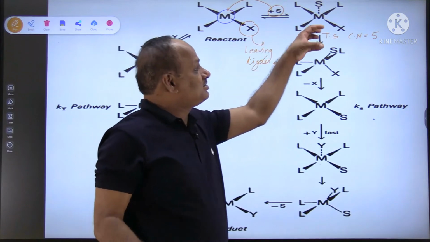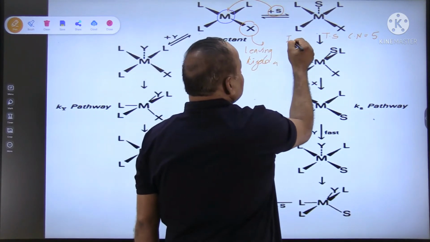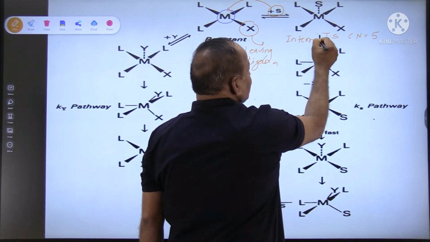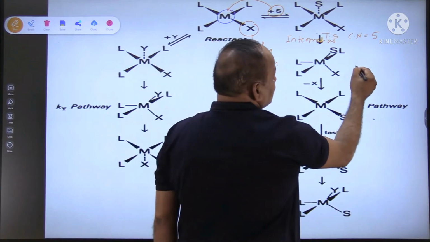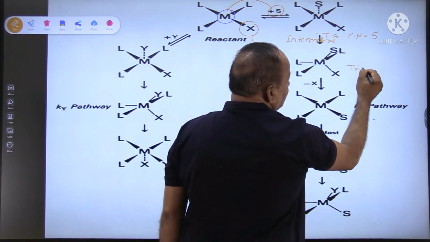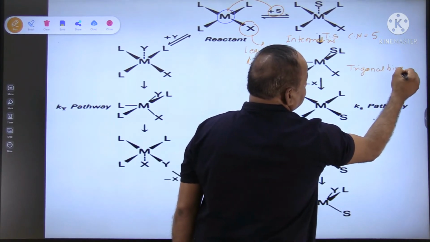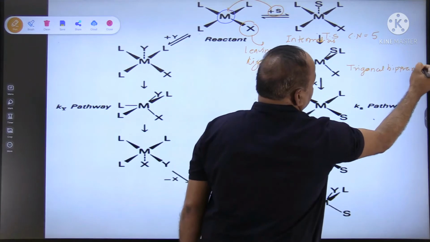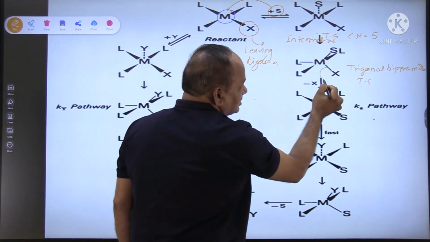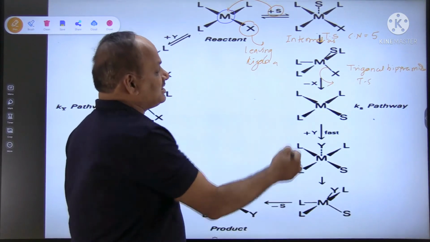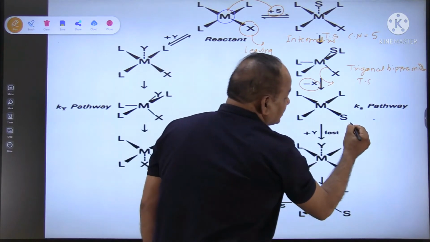Then that complex intermediate reorganizes its ligands and forms a trigonal bipyramidal transition state, and after that the leaving group, that is X, will be lost, and you will get a solvent substituted complex.